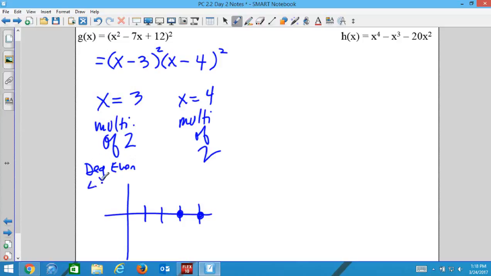And then the leading coefficient, the number in front, is that positive or negative? Positive. So if we have a degree that is even and a leading coefficient that is positive, it's going to look like this for our end behavior. So these x-intercepts are the ends. From there, it's just going to go like this.